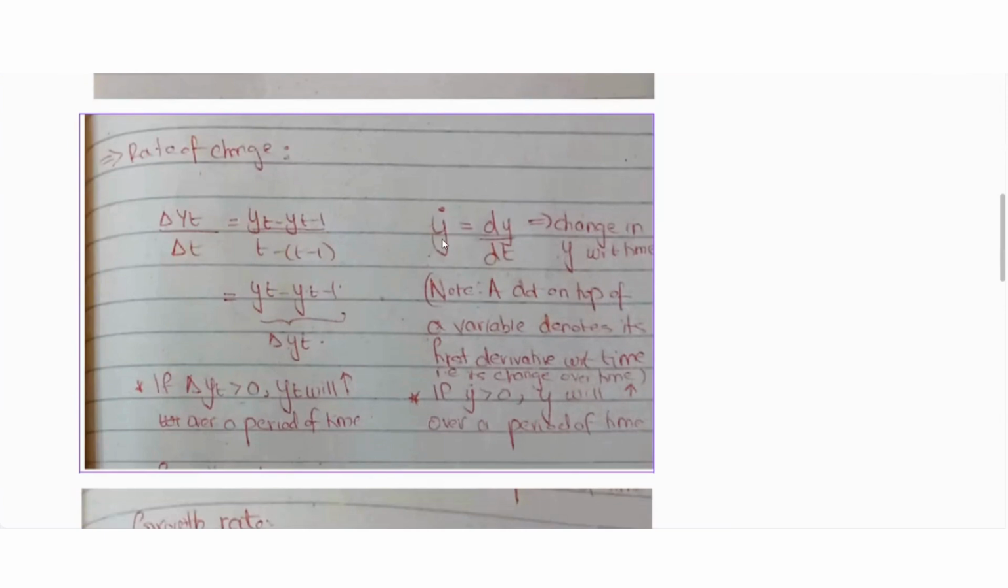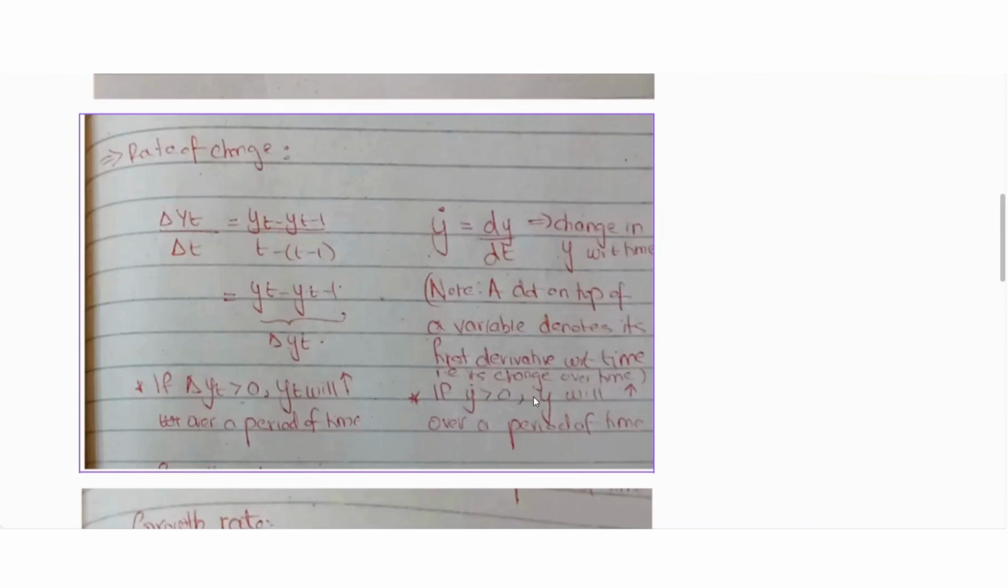Now the rate of change in continuous time is y dot. What is y dot? It's dy by dt, the change in y with respect to time. It's important to keep in mind that whenever you have a dot on top of a variable, it always denotes its first derivative with respect to time. So y dot simply means the first derivative of y with respect to time. This tells us the change in y with respect to time, so this is the rate of change in continuous time.